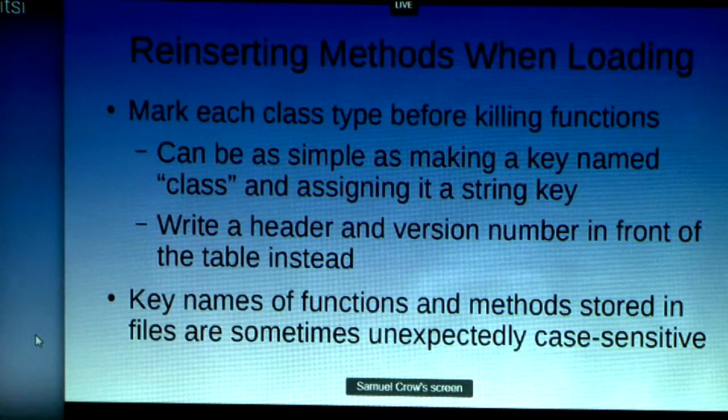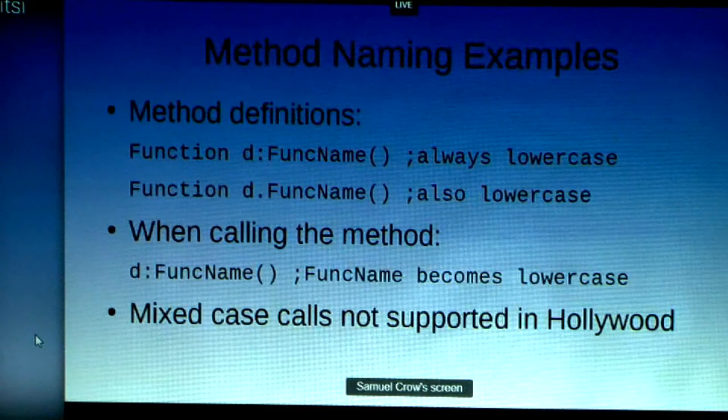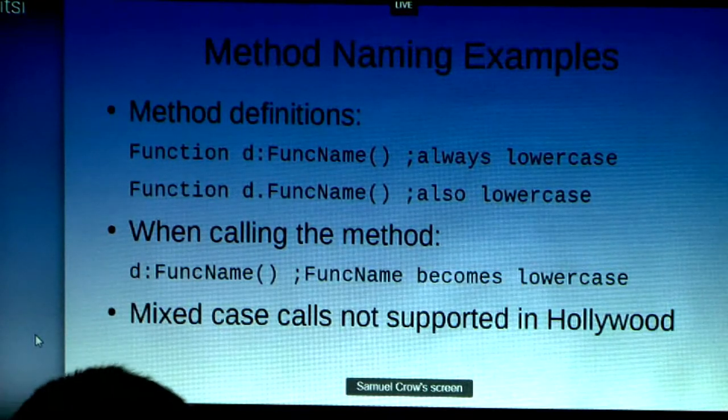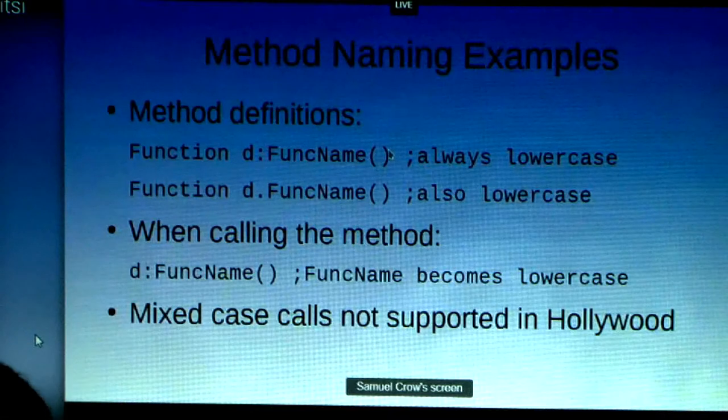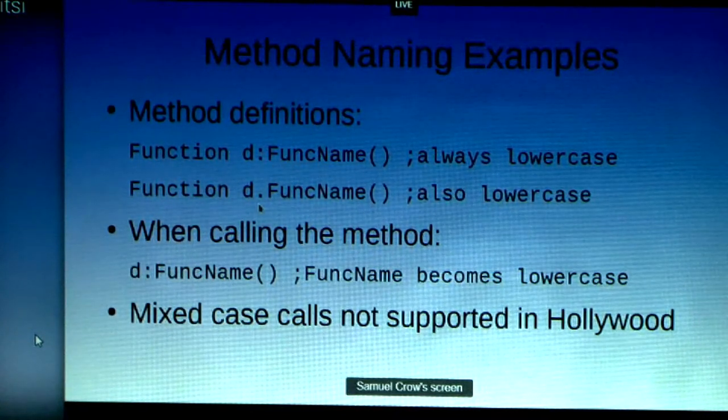In the next couple of slides, I'm going to describe how case-sensitive keys can make things run amok. Here are a couple of examples of syntax that converts to lowercase keys. Because the function call name converts to lowercase also, it's required that you do the same when assigning methods back to their table keys. Always lowercase here, even though it's typed in camel case, these two become lowercase.